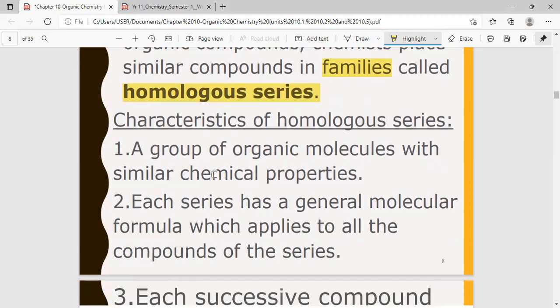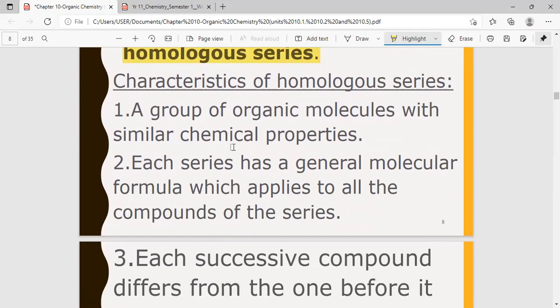Now, characteristics of a homologous series. A homologous series is a group of organic molecules with similar chemical properties. Chemical properties means combustion, reacting with other elements, and so on. Each series has a general formula. Just like each of you has your own class, each group has its own general formula. So every homologous series will have its own general formula.